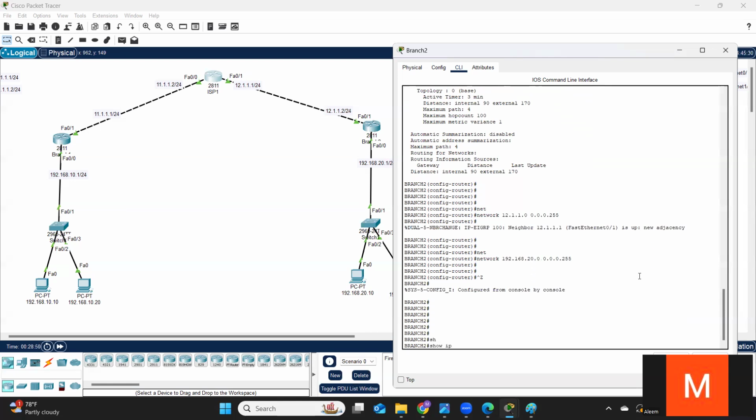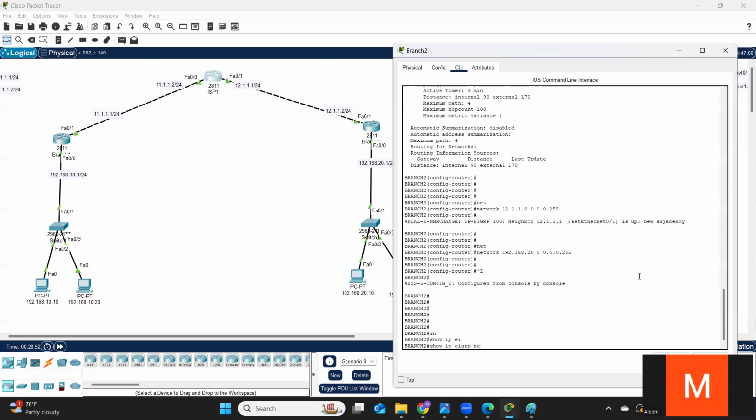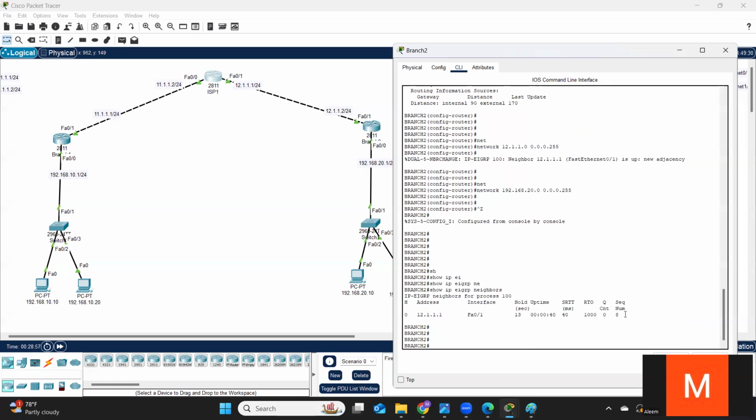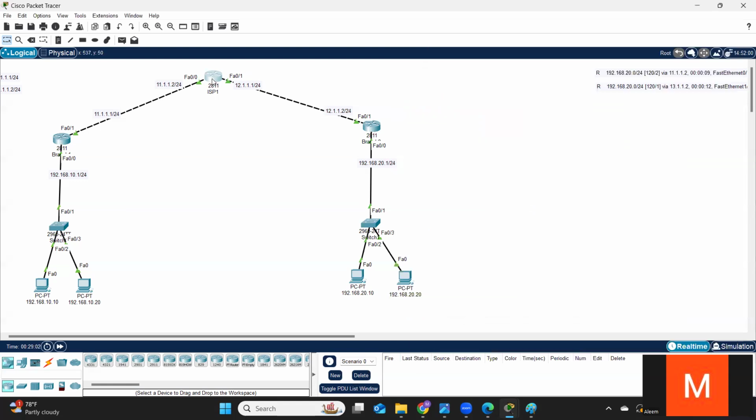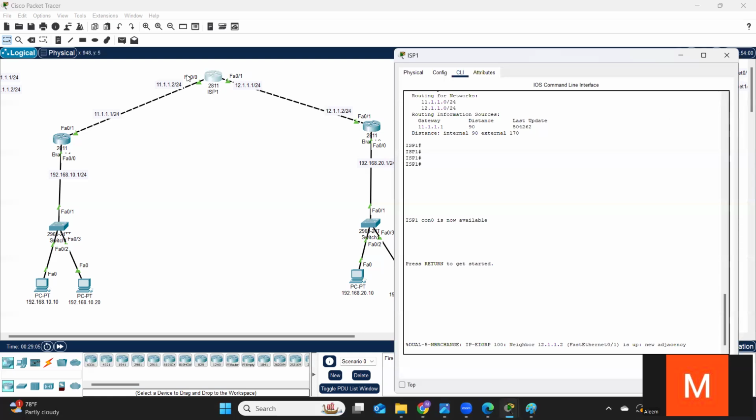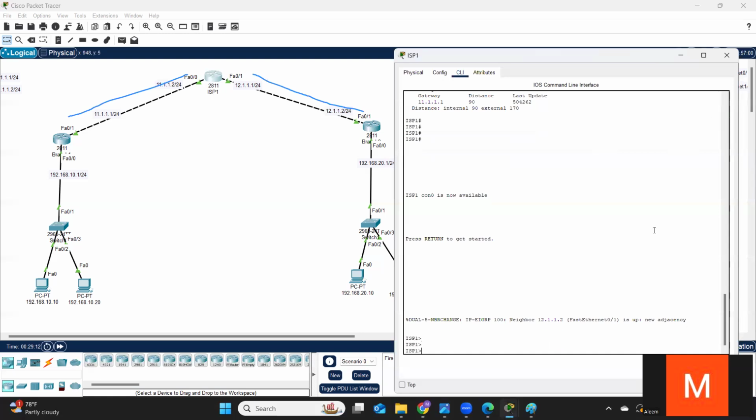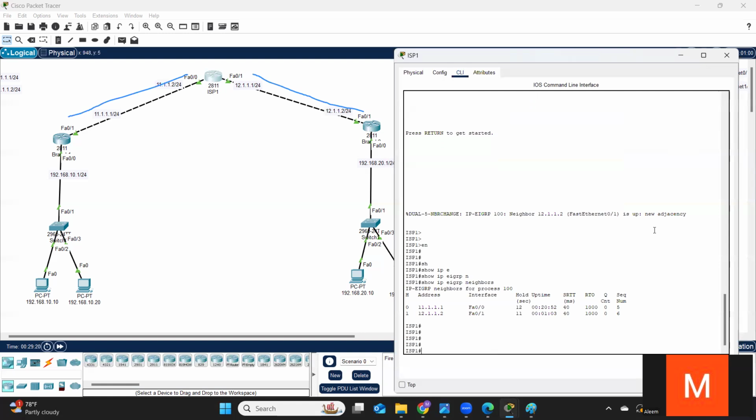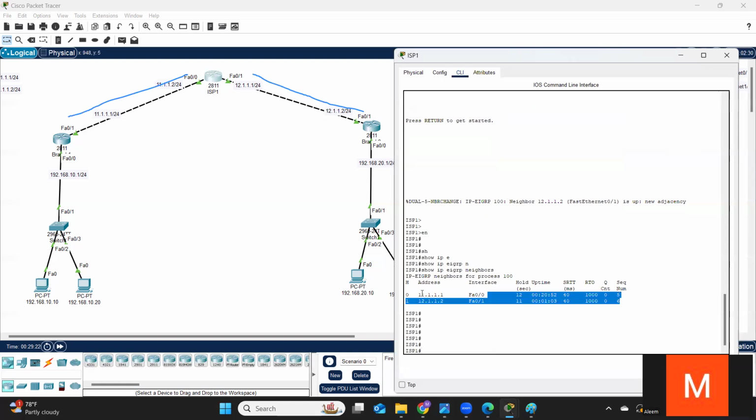Show ip eigrp neighbor. Through this command, we will get the neighbor table. This is the neighbor table. We have one neighbor only. If you check on the ISP router, the same command, you will get two neighbors. This one is one neighbor and this is one neighbor. So you will get two neighbors. Enable show ip eigrp neighbor table. So this is a troubleshooting command. Here we are getting two neighbors.